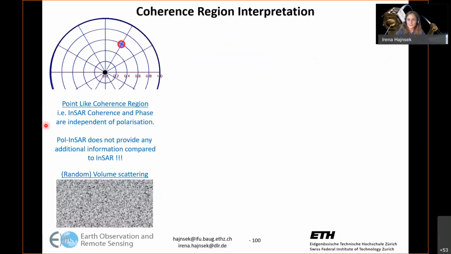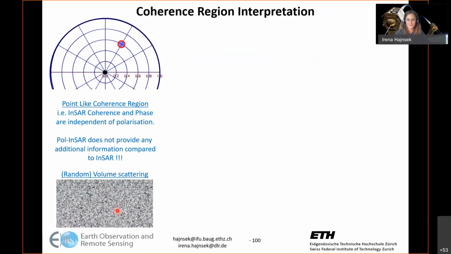polarization. Why this? Because here we could assume a kind of random volume scattering, and this random volume scattering principle tells us that if you have a volume like this, then Pol-InSAR does not provide any additional information compared to interferometry. For a random volume, you have no orientation, because it's random, right? It's not oriented. Everything that is oriented also has an impact on the polarization diversity, but for everything that is randomly distributed, in principle the polarization diversity makes no sense here, because every polarization shows in principle the same behavior.